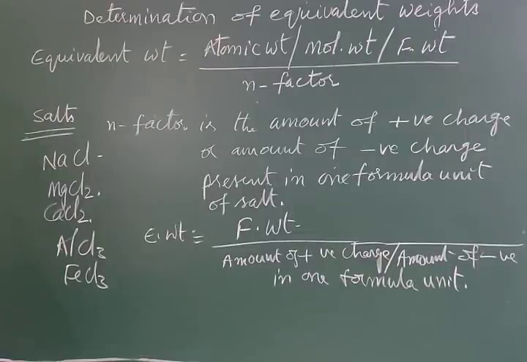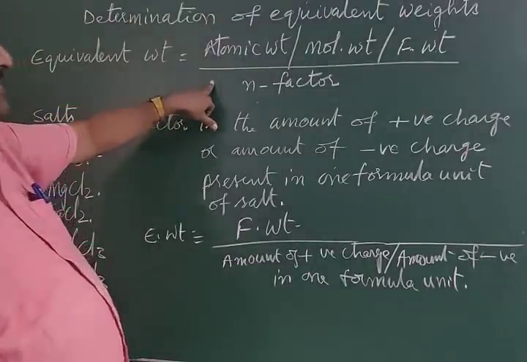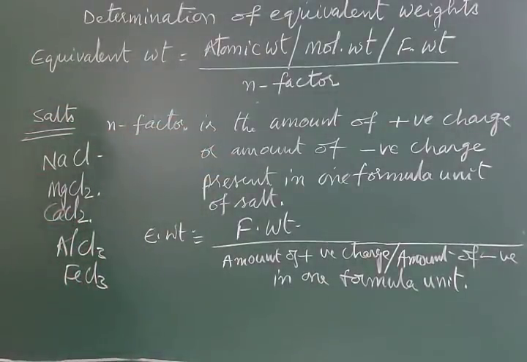So equivalent weights of substances can be found by the same formula, that is atomic weight or molecular weight or formula weight by N factor, but the N factors are calculated in different ways for elements and for other compounds like acids, bases and salts. Let us discuss how to find the N factor for oxidizing agents and reducing agents in the next class.